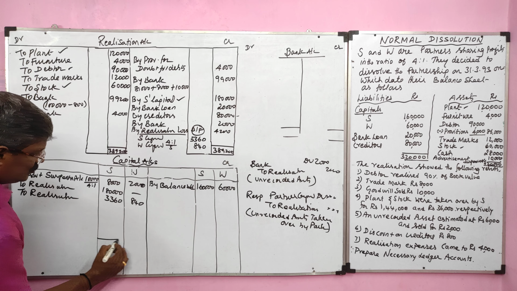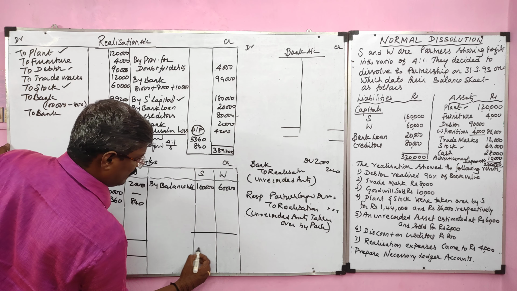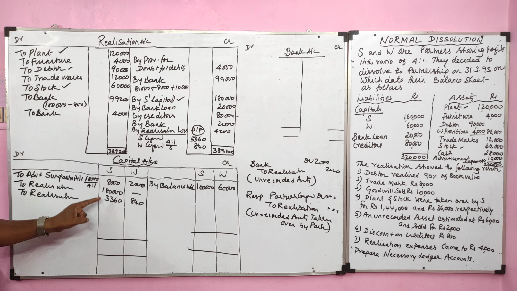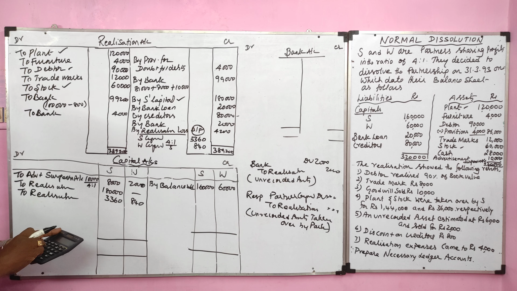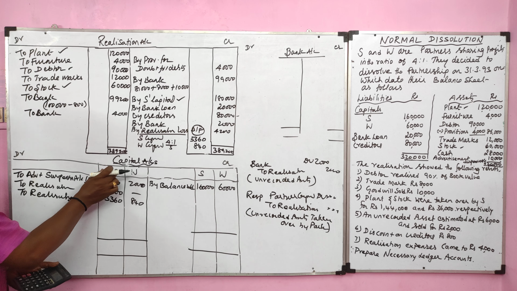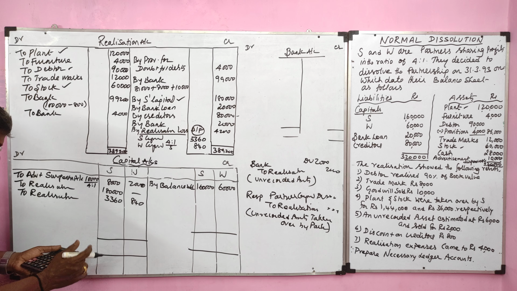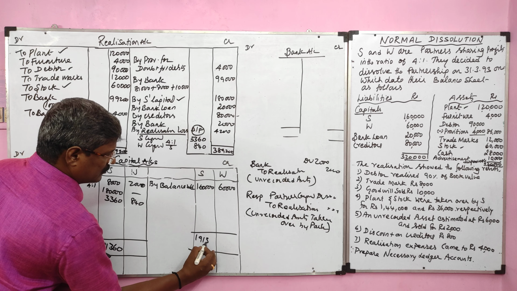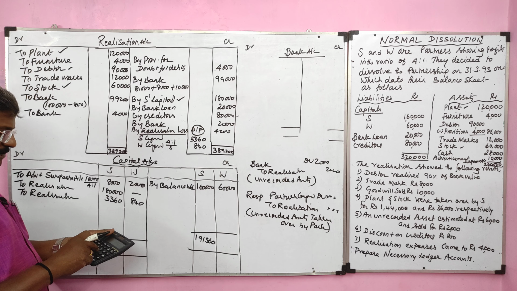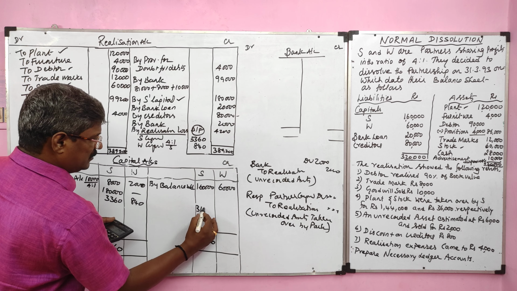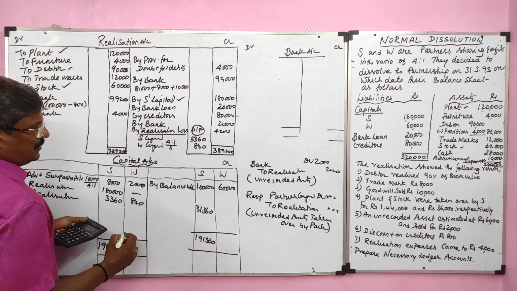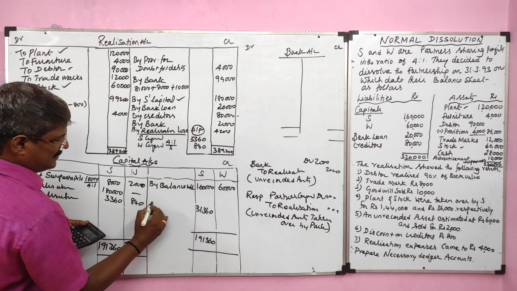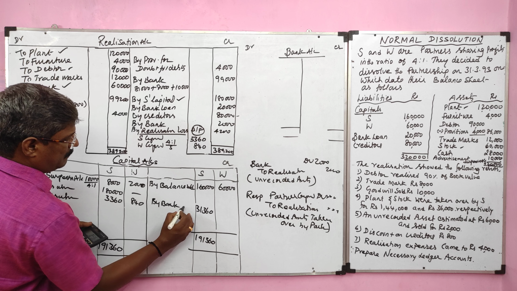Now let me close the capital account of the partners. As far as S is concerned, the debit side total is heavier than the credit side. First we will close the S capital, debit side value heavier. Debit side 8,000 plus 1,80,000 plus 3,360. So the total S capital debit side value is 1,91,360. 1,91,360 minus available capital 1,60,000 gives 31,360. That is the deficiency of capital we should collect from S.